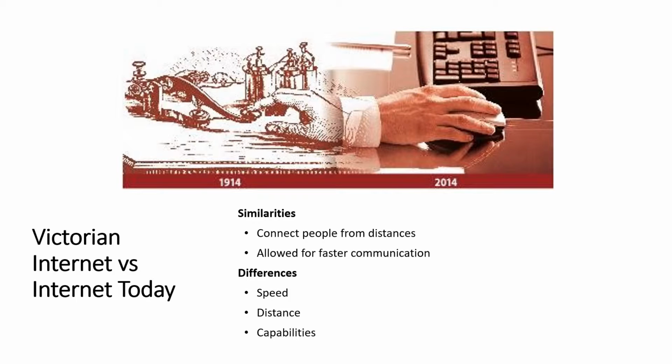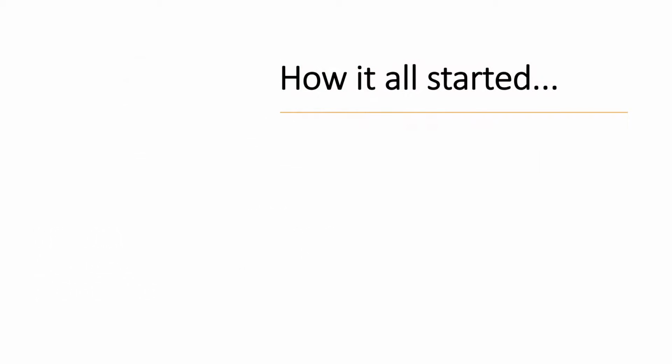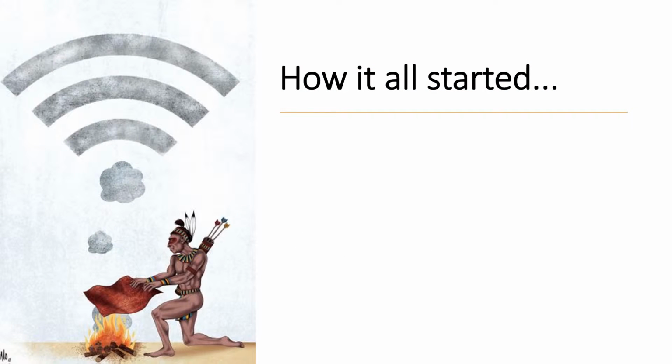With the advancement of technology, the Internet today is faster, it's worldwide, and it's capable of much more than just sending messages. To understand the Victorian Internet and the Internet today, we'll be diving into the history of how it all began. The first attempts at long-distance communication were drumbeats and smoke signals.